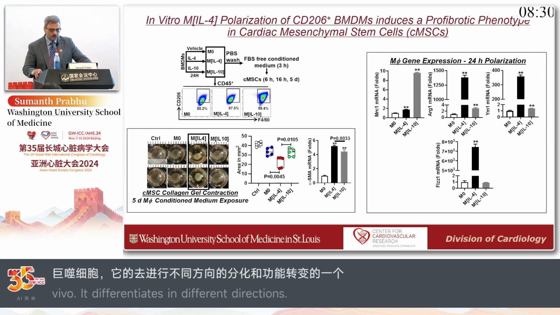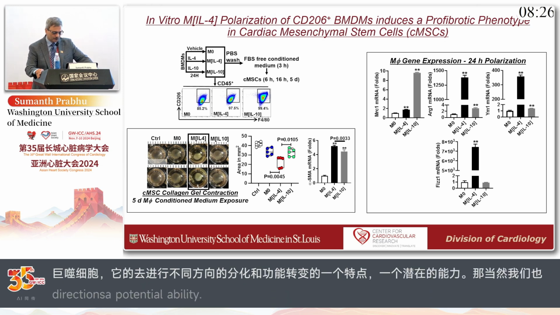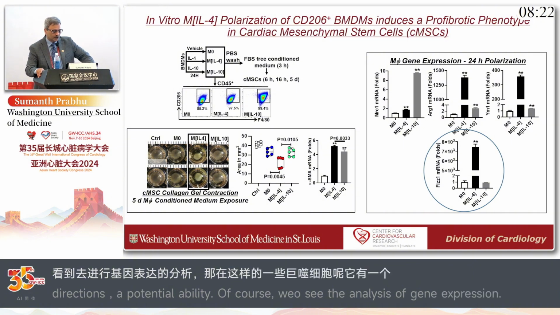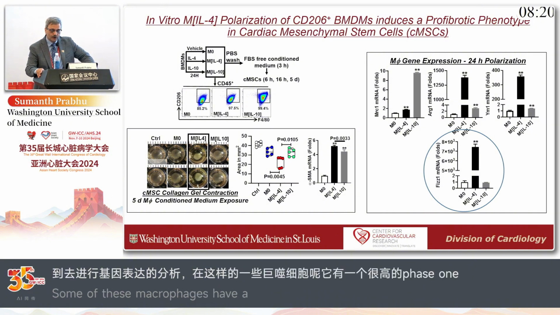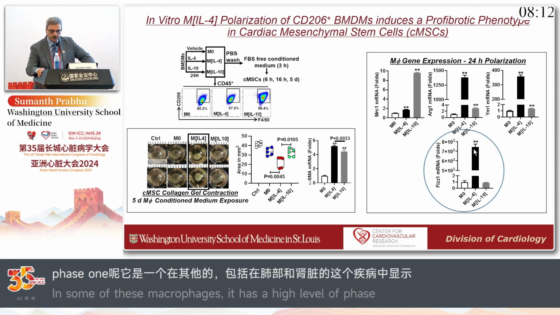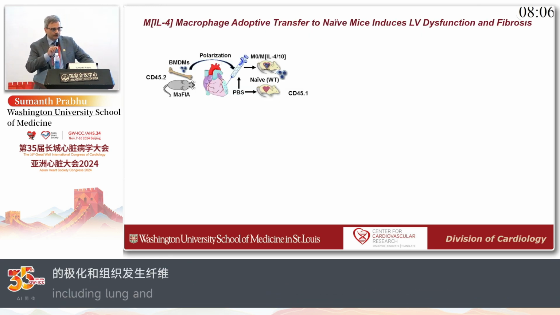And one of the things that we noticed doing gene expression in these macrophages is a very high level of FISI1, which has been shown to be a profibrotic marker in other disease states, including the lung and the kidney. And this is a really remarkable, more than 7,000-fold upregulation with IL-4 stimulation. So we'll come back to that in a bit. So what's the significance of all this?